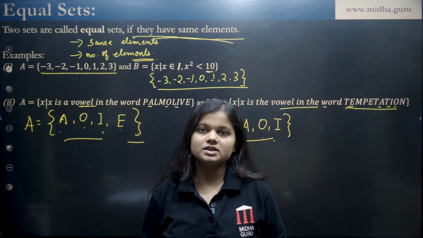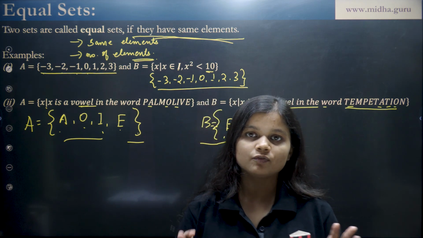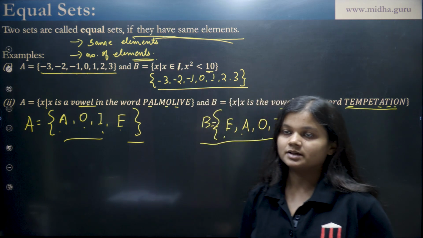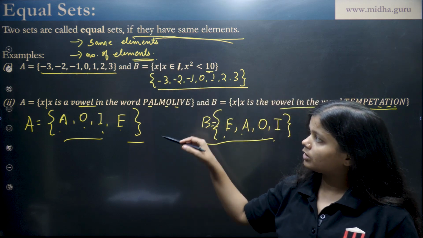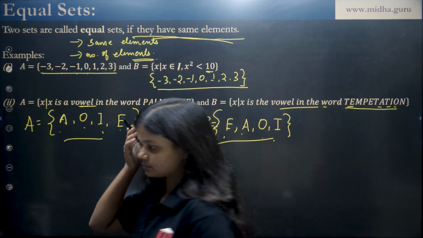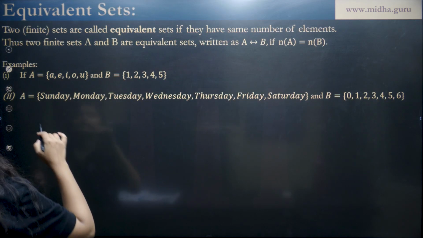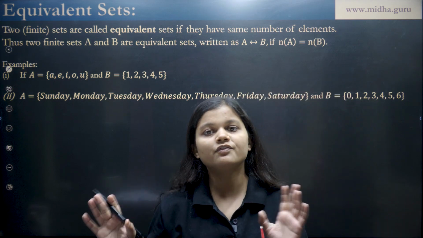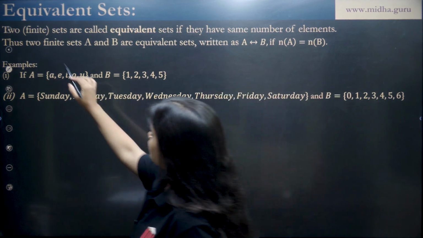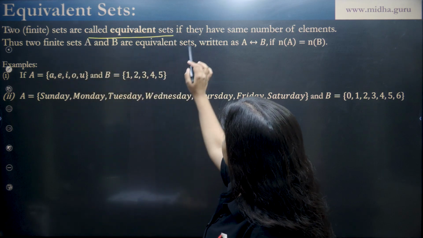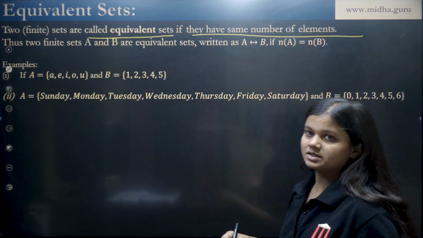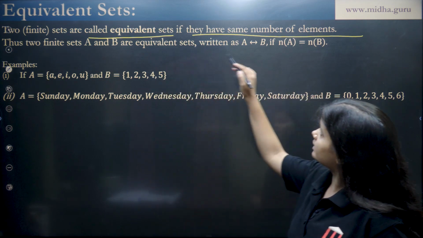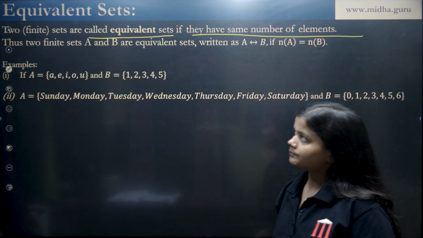Okay, understood what is an equal set? Equal sets are those sets in which the number of elements is equal and the same elements are present. Same elements should be there and the number of elements should also be equal. Next is equivalent sets. What are equivalent sets? Two finite sets are called equivalent sets if they have the same number of elements. If their number of elements is equal, then the sets are said to be equivalent sets.